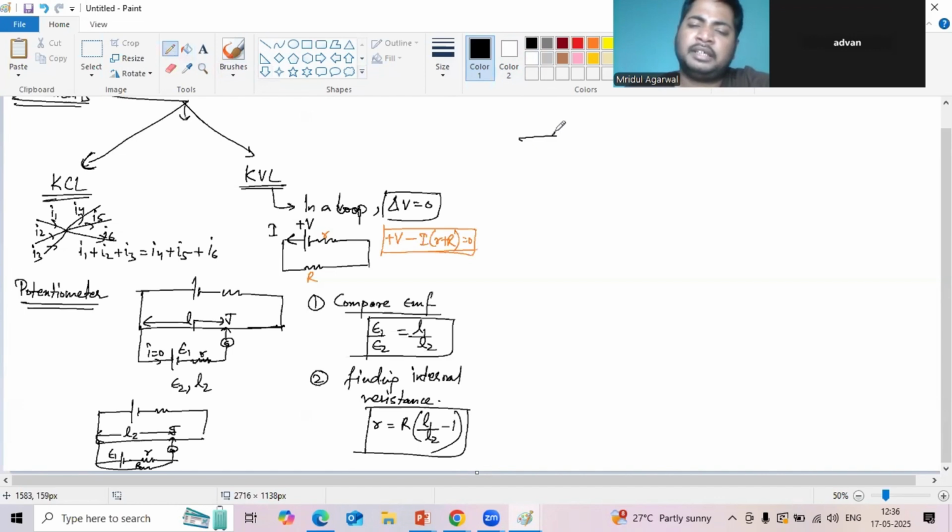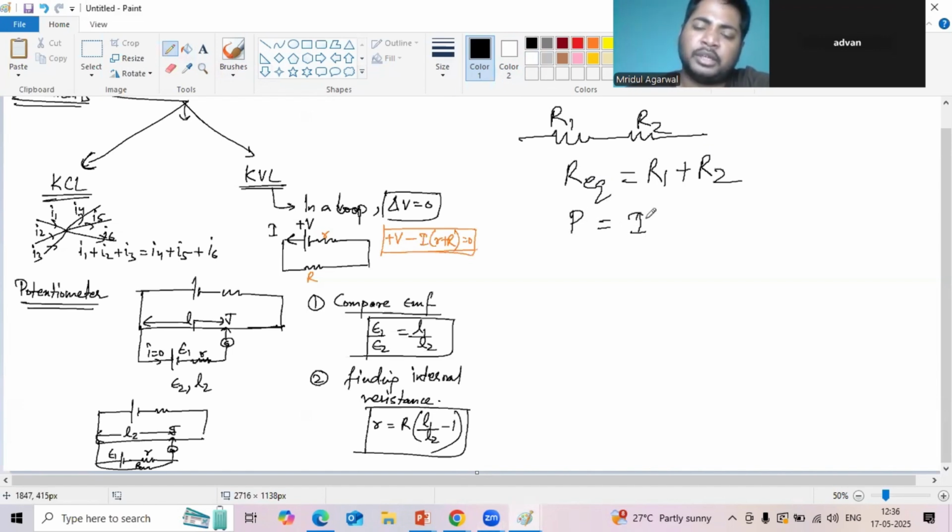And remember one thing, if it is a series circuit, R1 plus R2 would be the R equivalent. Similarly, if you want to calculate power, power is given by I square into R1 plus R2. Similarly, if it is a parallel condition, this is your first resistor and second resistor, R1 and R2.